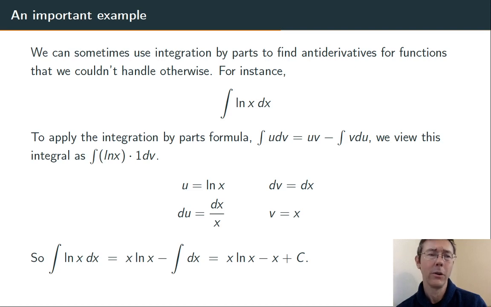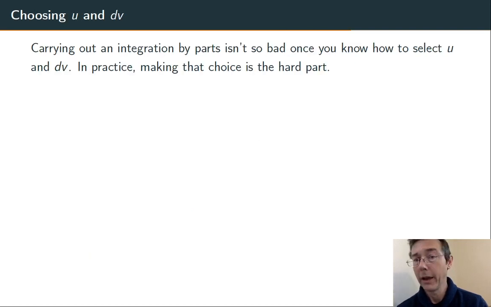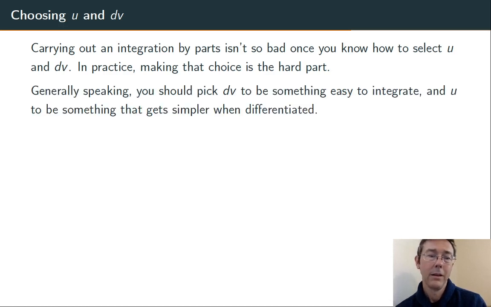You should check that on your own. Okay, let's talk about actually picking u and dv. Because once you've picked your u and your dv, it's really routine. You differentiate your u, anti-differentiate your v, and plug into a formula. So a couple of things to look out for.